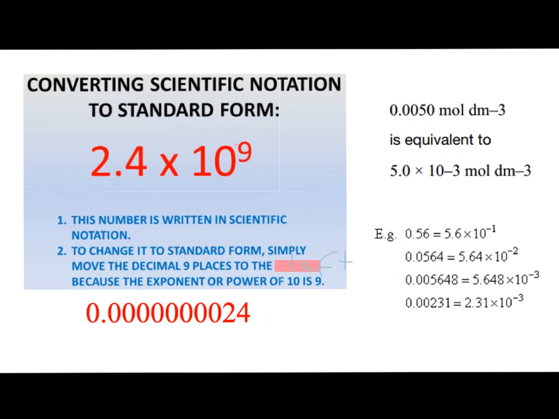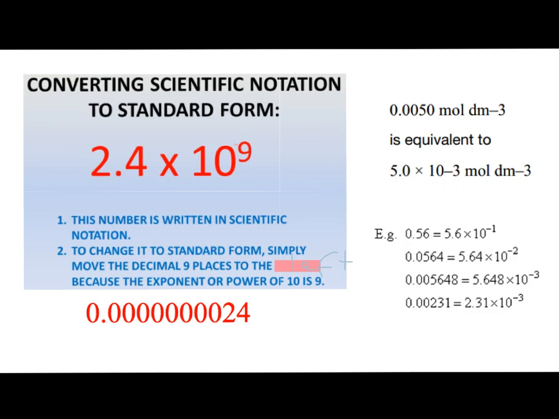So in this case, minus 9, you move the decimal place 9 places to the left. So it'd be 1, 2, 3, 4, 5, 6, 7, 8, 9. So this would be the number that you have. That's the true number. This is the number in standard form. There's some other examples here. So this number is equivalent to 5 times 10 to the minus 3.